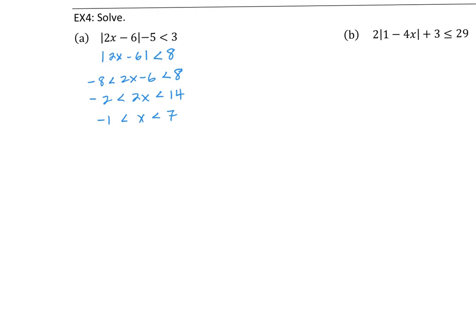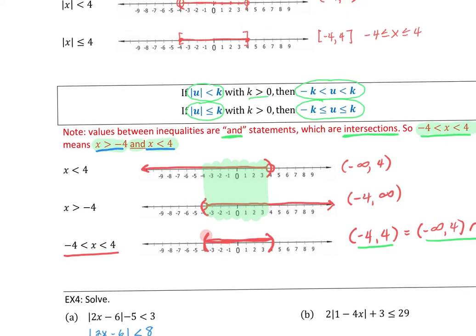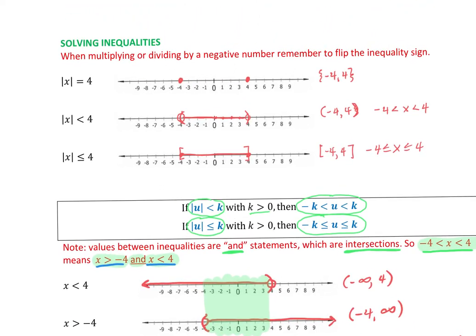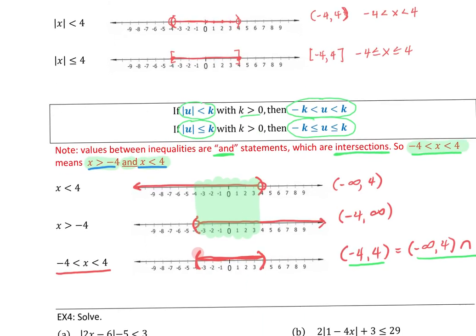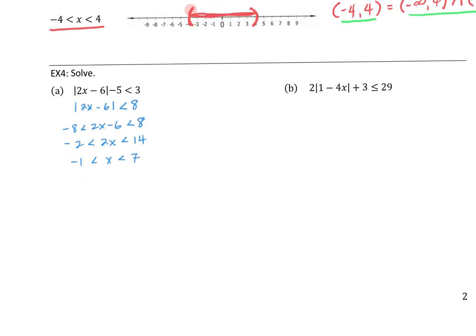So here's the caution that I'm going to have, and we're going to go all the way back up. Whenever you're multiplying or dividing by a negative number, remember to flip the inequality sign. So we just did a division. We're going to go back. But we were dividing by a +2, so we didn't have to worry about flipping the sign.